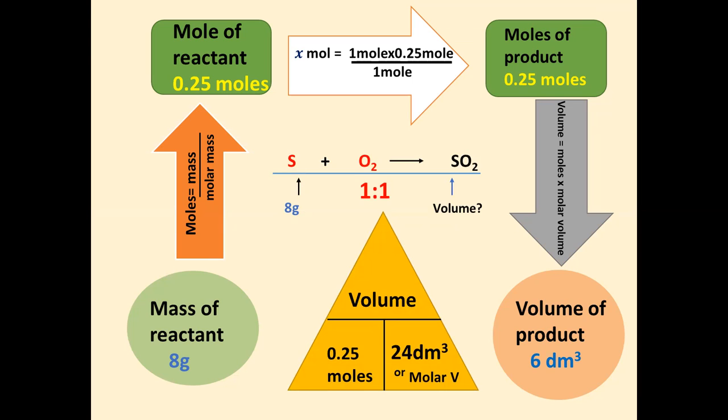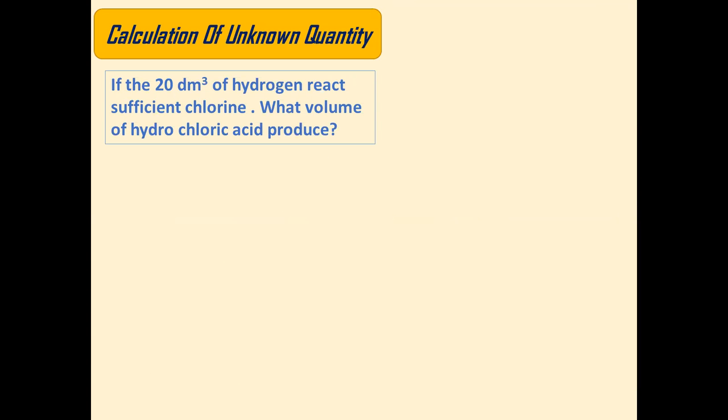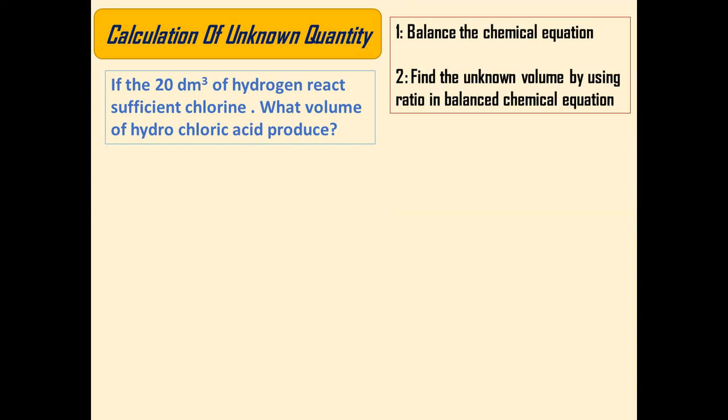We're going to see another example. If 20 dm³ of hydrogen reacts with sufficient chlorine, that will produce hydrochloric acid. What volume of hydrochloric acid is produced? Now in this example, the examiner gives the reactant as a volume, and the product is also required as a volume. So here, this method becomes simpler because we can directly go from the reactant to the product. We are not supposed to change any value.